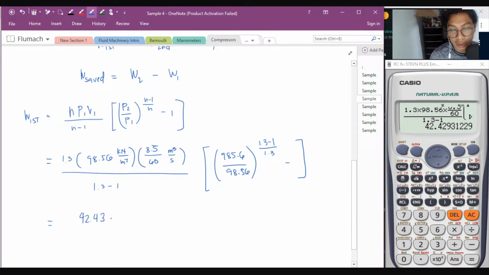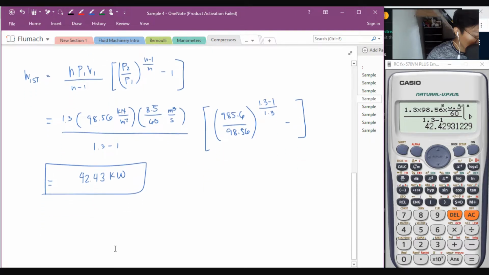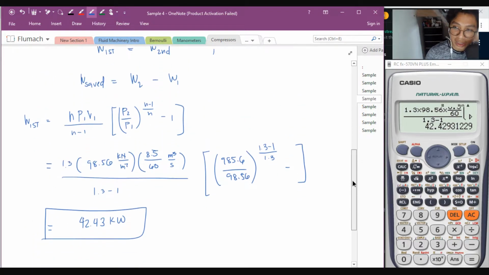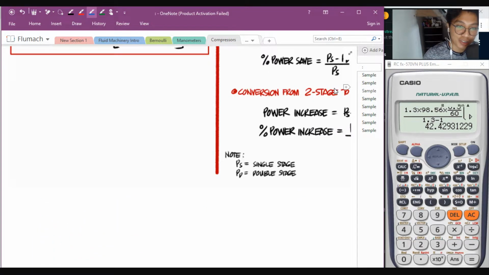42.43 kilowatts. Yan yung sa first staging. Isang stage lang yung compression mo. How about two staging? O, di multiply ko lang ng 2 yung buo. So, that is two staging. Okay? Pag nag-two staging ako dyan, ilan yung masasave ko? For the second stage. Ngayon, ano daw yung merong stages dyan? Multi-stages.